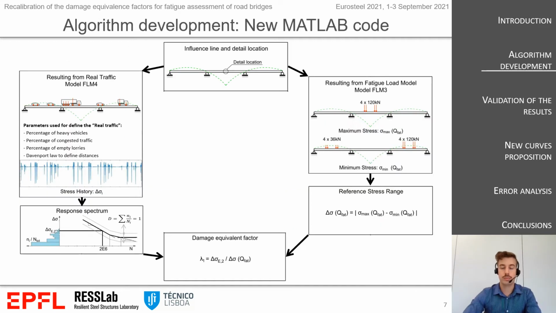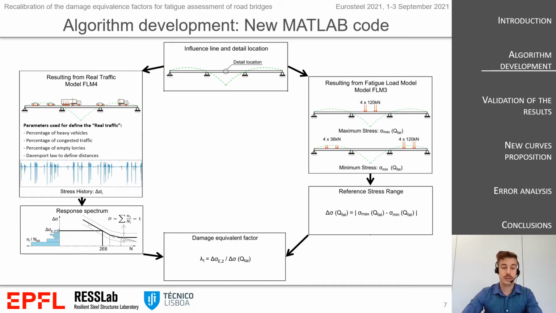The method to obtain the new lambda curve is quite easy. On the right, we calculate the delta sigma given by the fatigue load model 3, and on the left side we calculate the delta sigma given by the real traffic simulation. So we pass through the influence line a set of lorries with parameterized traffic. We obtain a stress history.